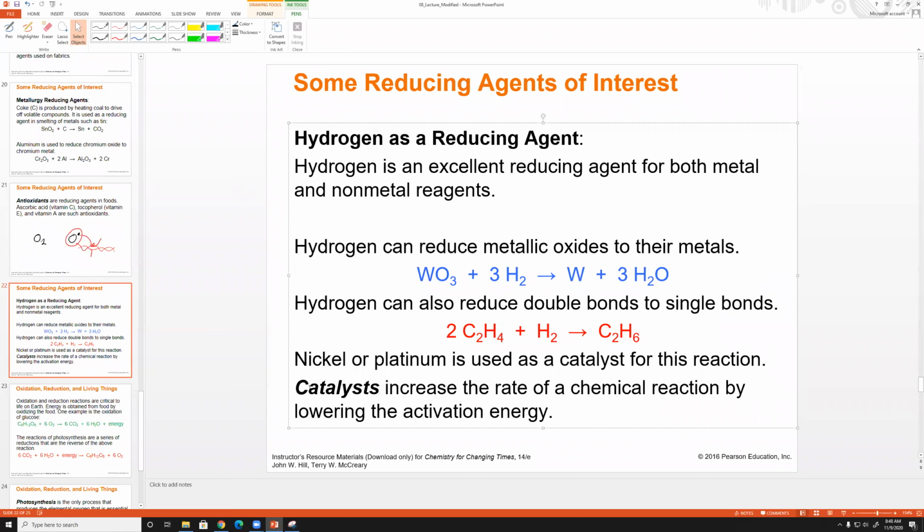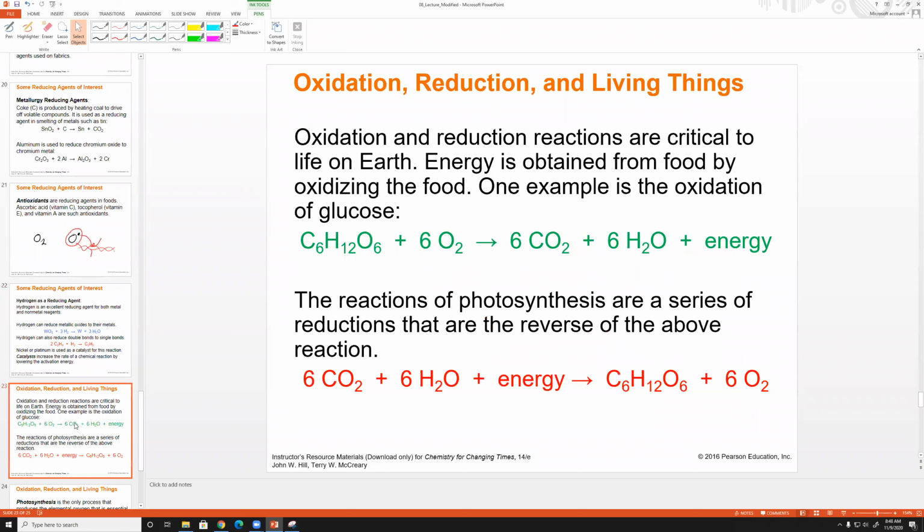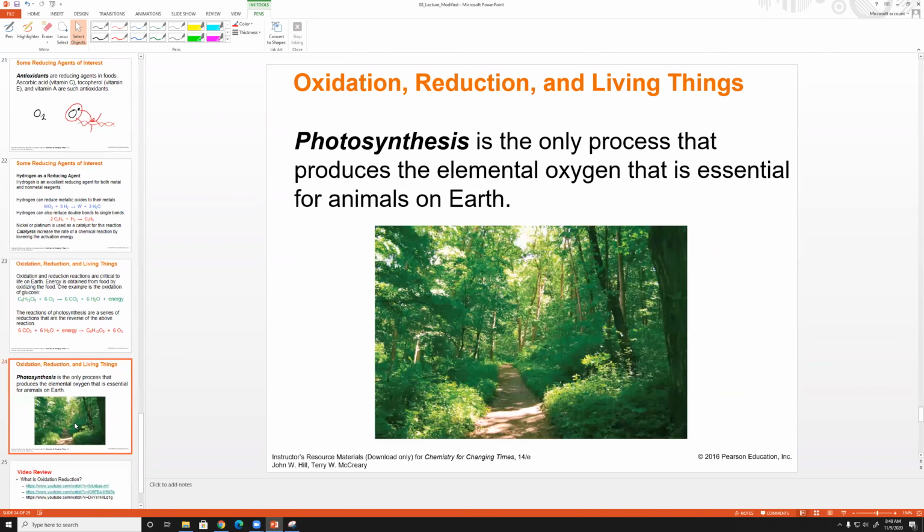Also, okay, we're not going to talk about the catalysts. Oxidation reduction also occurs in living things when you do photosynthesis, when you do cell respiration. There's a bunch of different processes that rely on the redox reaction. So photosynthesis is one of them. And yeah, it's not really biology class, so we're not going to go too in depth about that.